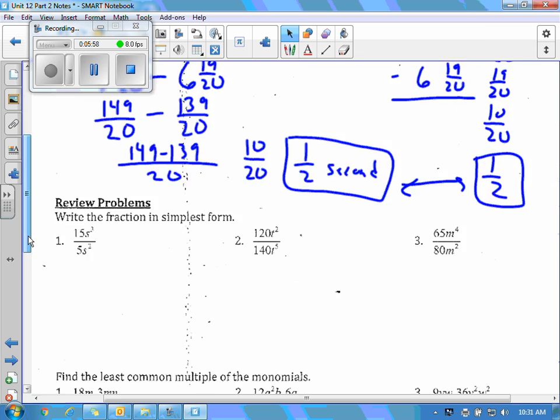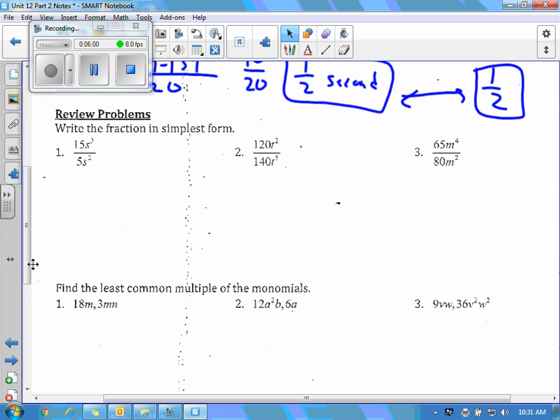Alright, what's left are review problems for you. These fractions in simplest form are really important. Please make sure you're doing all those and you're grading all of those.